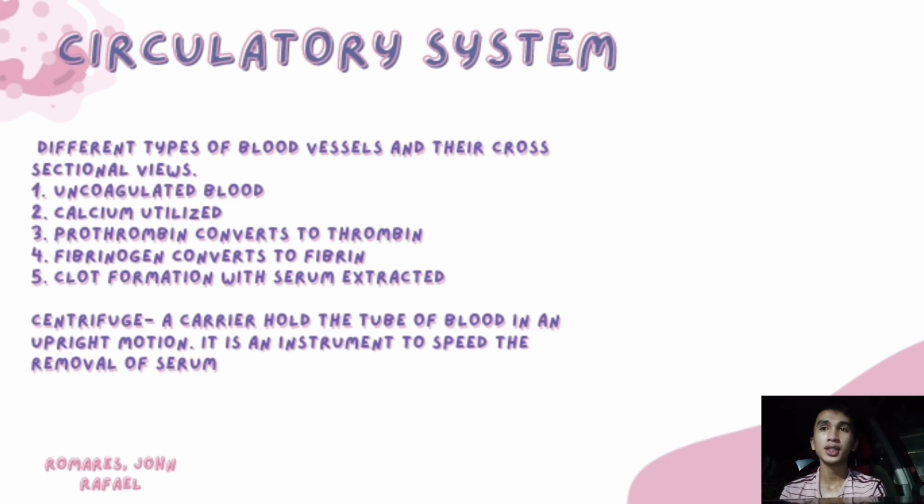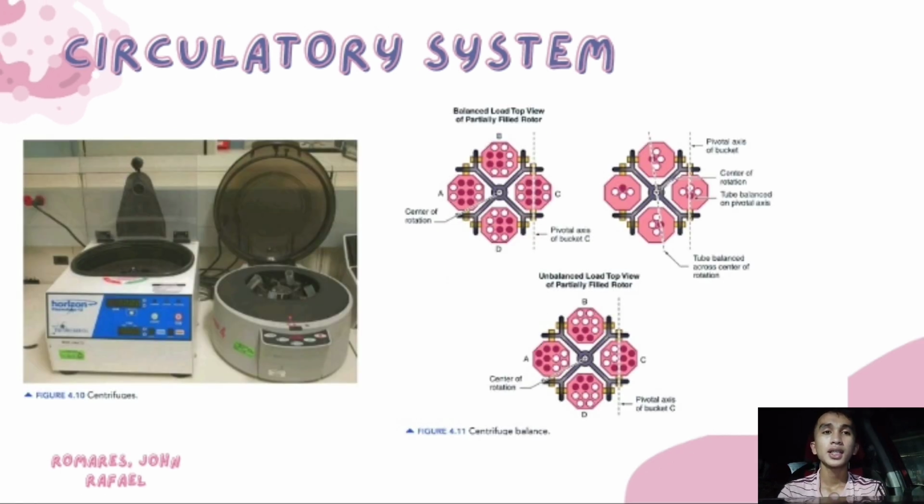Centrifuge. A centrifuge is a carrier that holds the tubes of blood in an upright position. It is an instrument to speed the removal of serum. Centrifuge balance. The picture shows the balanced load, a top view of a partially filled rotor, and the unbalanced load, a top view of a partially filled rotor.